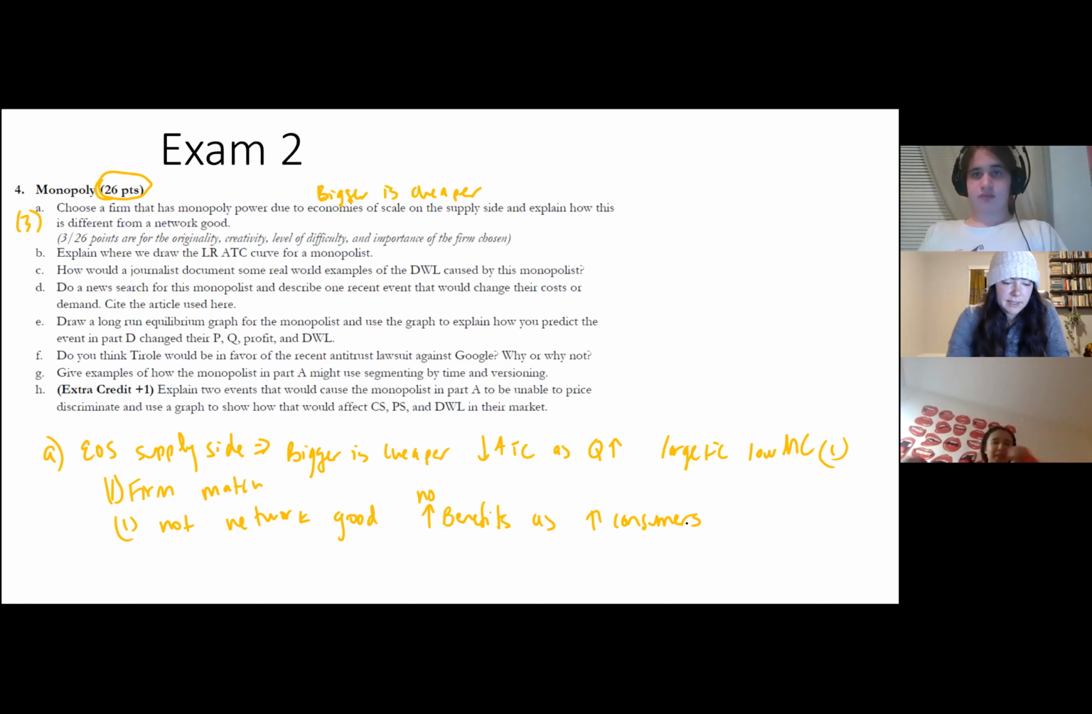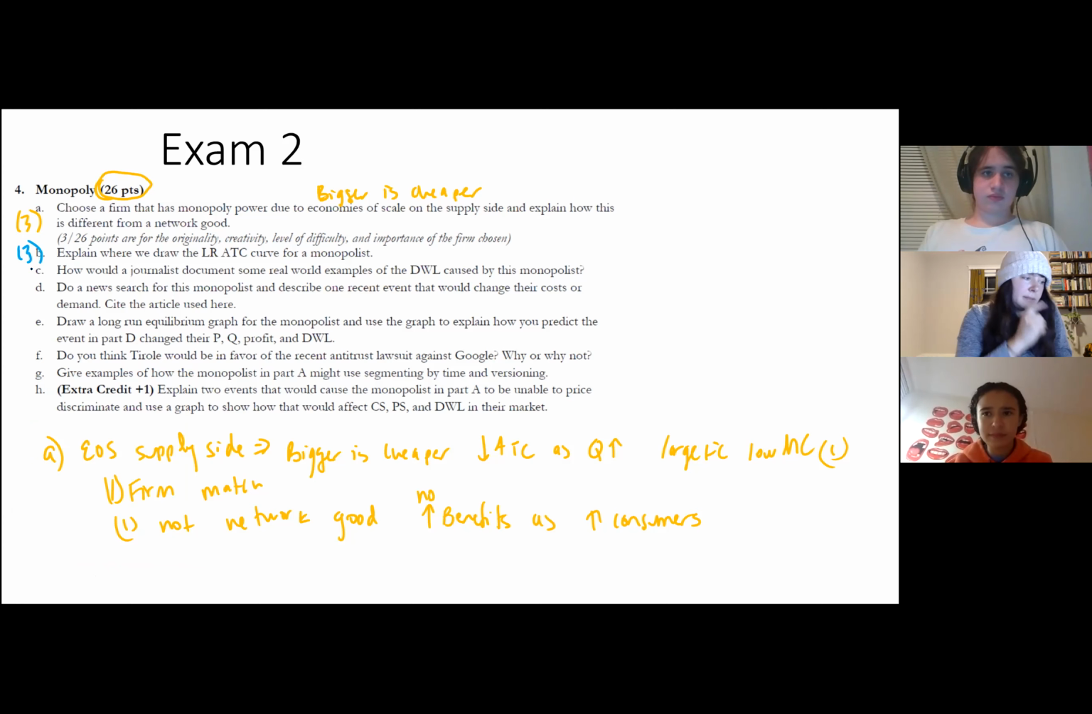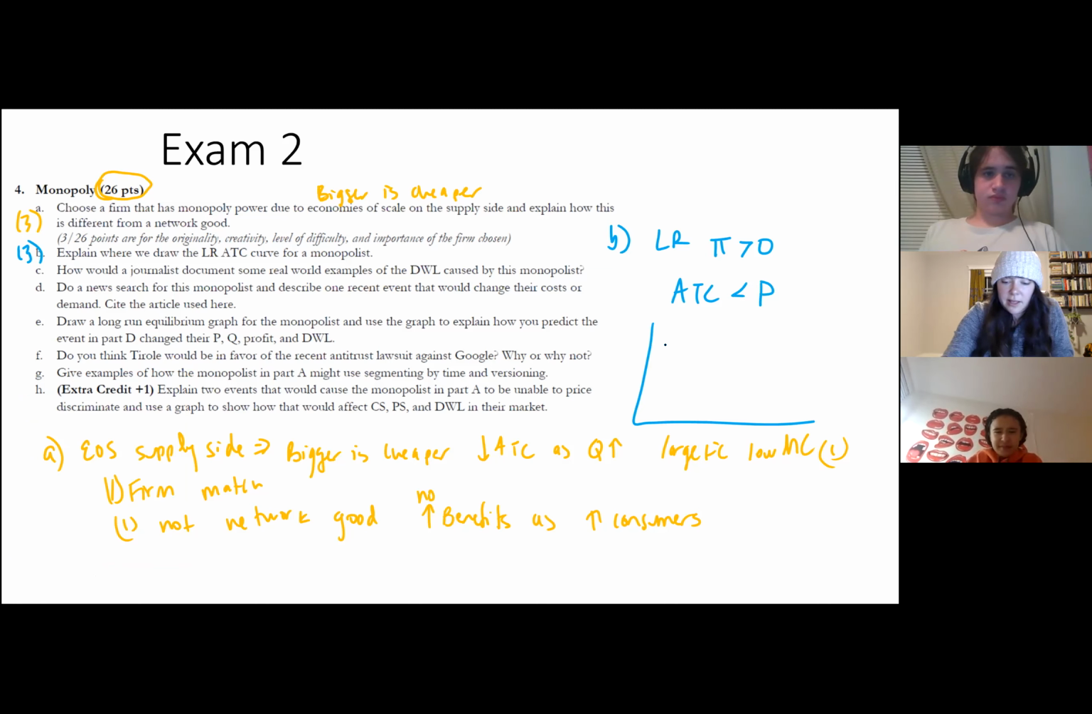B was, where do we draw the long run ATC curve for a monopolist? That was 3 points. And B was about, we assume that the monopolist in the long run has profit greater than 0. So we draw an ATC that is less than their price, right? We draw demand, marginal revenue, marginal cost, and we know we can draw their ATC curve anywhere in here. Its minimum is on marginal cost, but it doesn't have to be anywhere else.